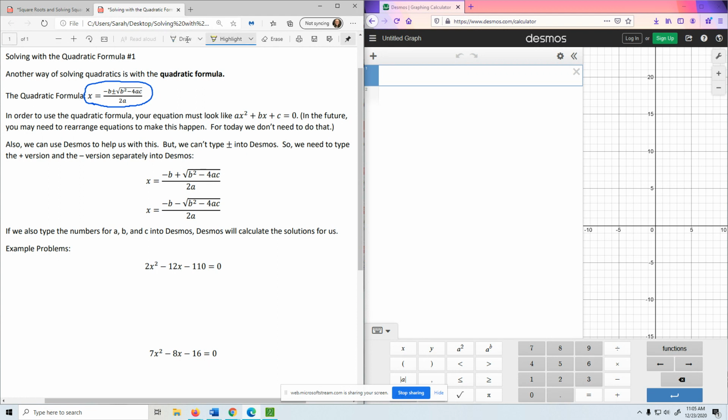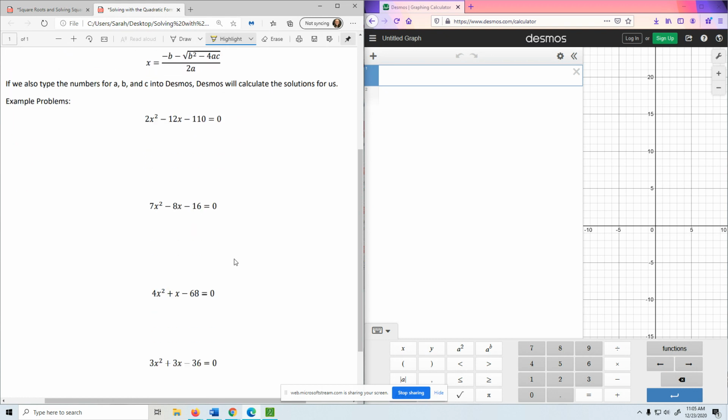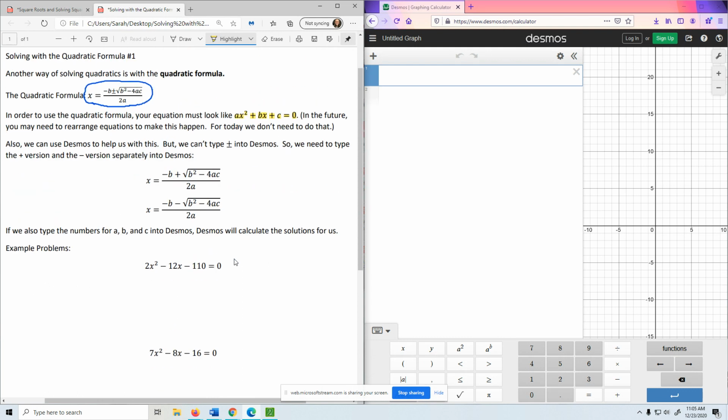In order to use the quadratic formula, your original equation has to look something like this right here: something x squared plus something x plus something equals 0. A, b, and c are just placeholders for numbers. For today, all of our example problems look like that. In the future, there'll be some that don't look like that, so you'll have to rearrange first. We'll worry about that later.